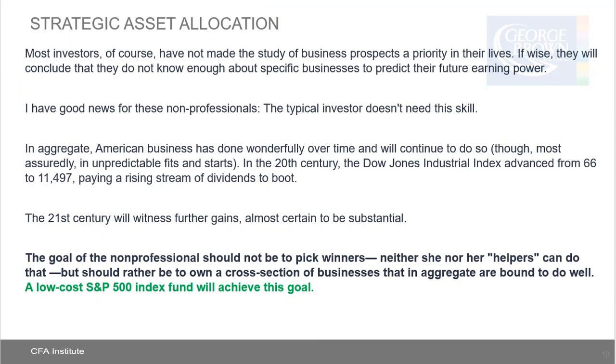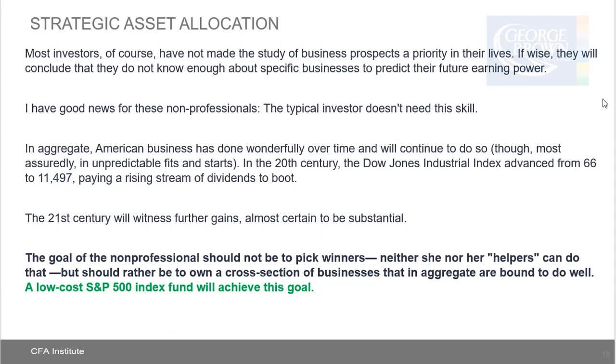So we're going to be moving on to tactical asset allocation, but before we do that, I just want to inject a couple of quotes here from Warren Buffett. Warren Buffett said that most investors, of course, have not made the study of business prospects a priority in their lives. If wise, they will conclude that they do not know enough about specific businesses to predict their future earning power. I have good news for these non-professionals. The typical investor doesn't need this skill. In aggregate, American business has done wonderfully over time and will continue to do so, though most assuredly in unpredictable fits and starts.